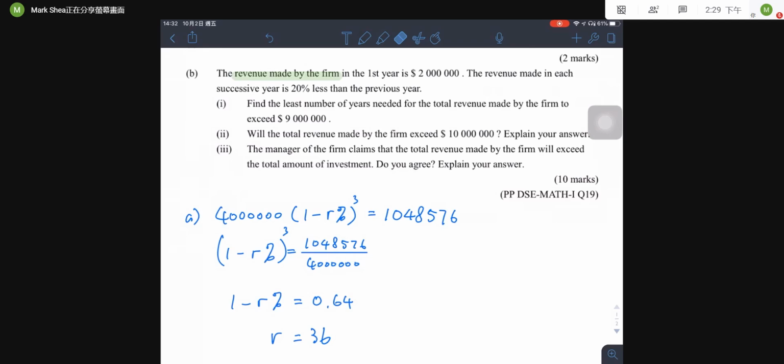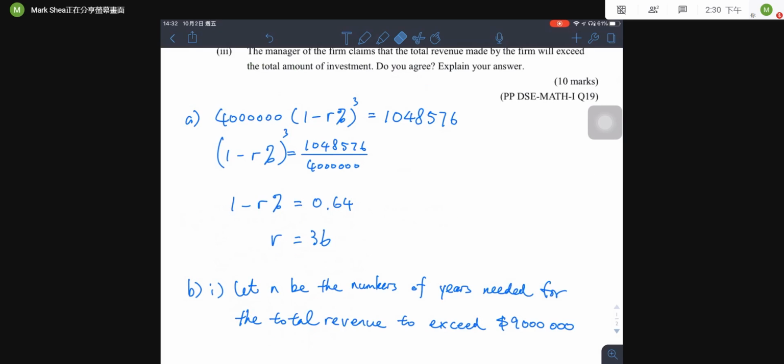Then for part B, it is about another amount, revenue. The revenue in the first year is $2 million, and it is 20% less than the previous year in each year. So how can we find out B1, the number of years needed for the total revenue to exceed $9 million? We need to let n be the number of years needed.